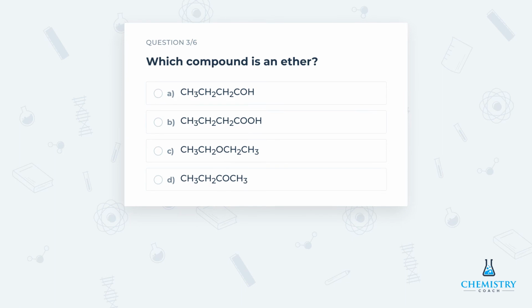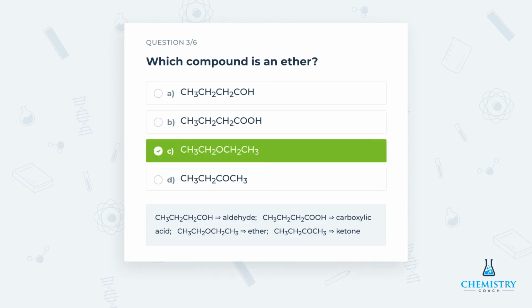Which compound is an ether? The structure of CH3CH2CH2COH has its carbonyl carbon bonded to a hydrogen atom and a carbon atom. It contains the CHO group associated with an aldehyde. CH3CH2CH2COOH is a carboxylic acid containing the carboxyl group.